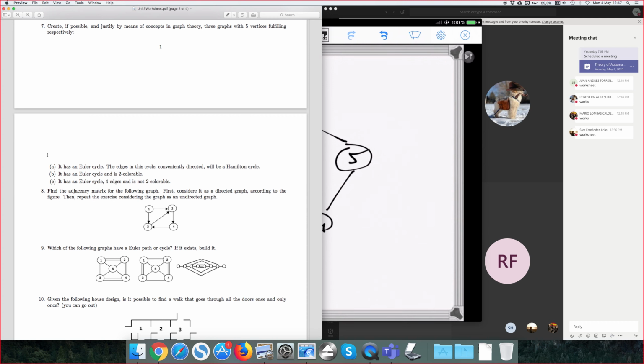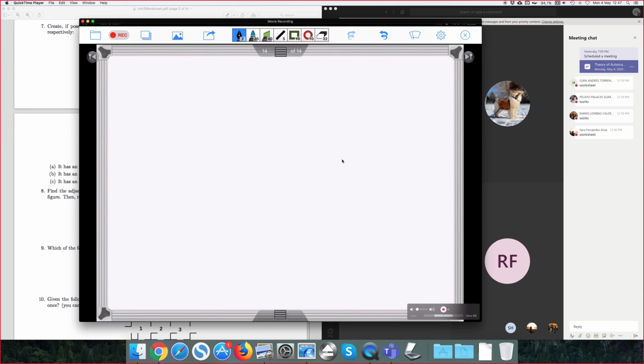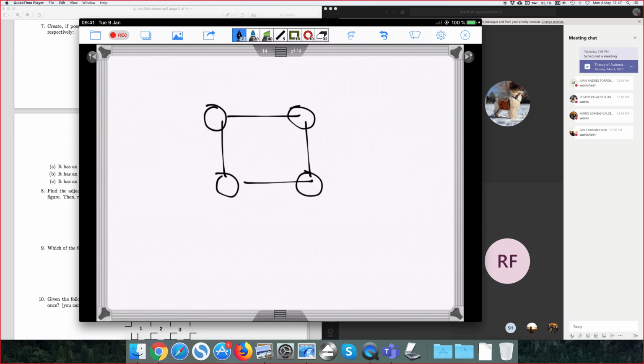In the second one, again, 5 vertices, Eulerian cycle, but now the graph must be two colorable. Okay? So here the trick is to notice that the graph needs not be connected. Nobody is asking us to draw a connected graph. Okay? So I can do something like this. Join these 4 vertices in a cycle, and then another vertex that is not connected to anything.